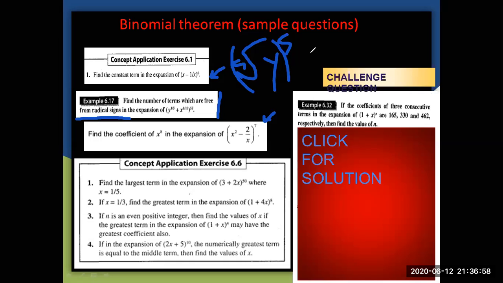Which question are we doing right now? I'm so sorry. Example 6.17. Inside the blue box. Oh, is it 6? Yeah, it's 6 because y is isolated. Yes. Okay, cool.